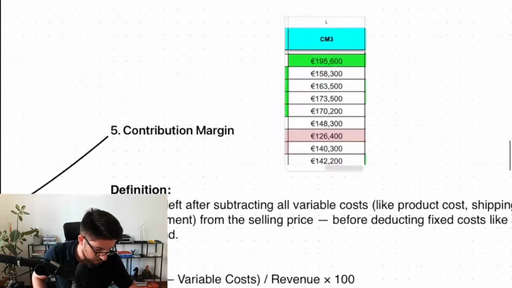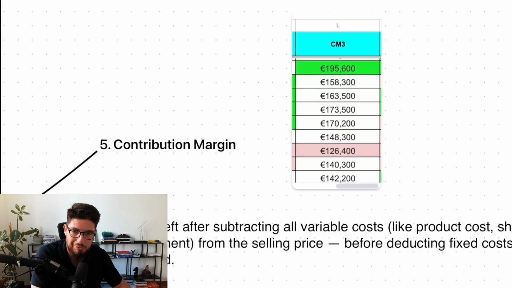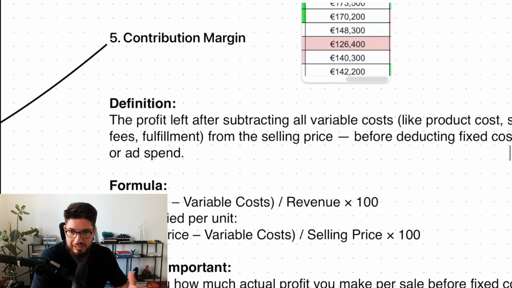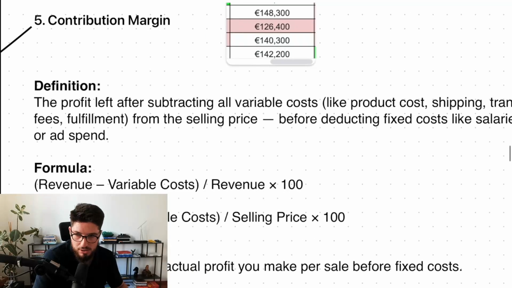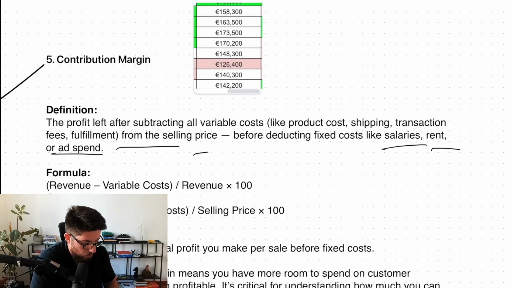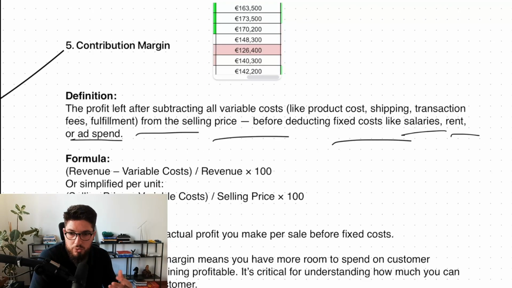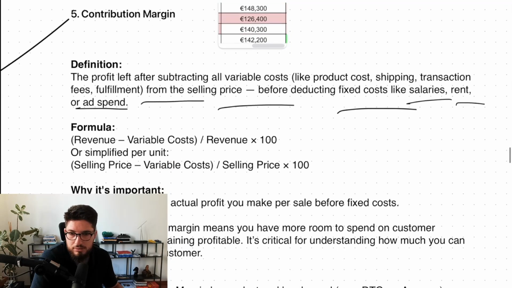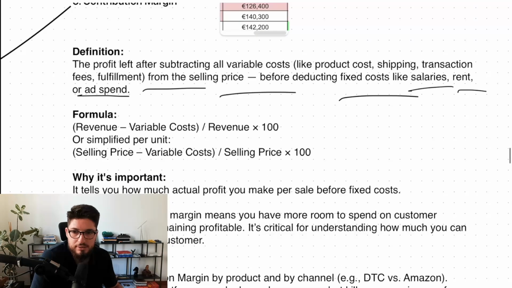What else? Contribution margin. Okay, we're getting into accounting here. The definition: the profit left after subtracting all variable costs. So product cost, shipping, transaction, fulfillment, everything right there, from your selling price. And it's before the fixed costs, salaries, rent, ad spend, whatever. Ad spend is not necessarily fixed, but you have different contribution margins, as we're going to see now. The formula: revenue minus variable costs, divided by revenue, times 100. Or simply selling price minus variable costs, divided by selling price, times 100.